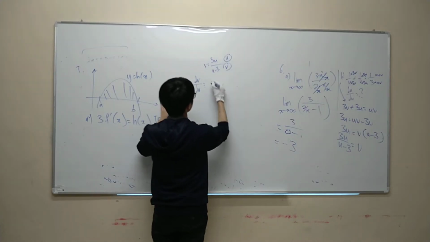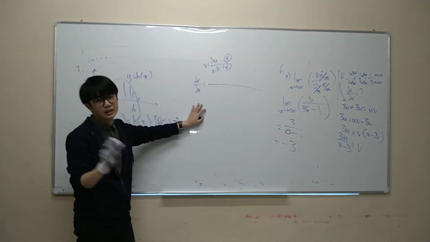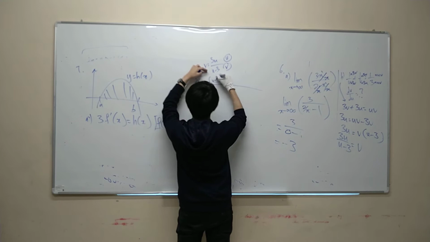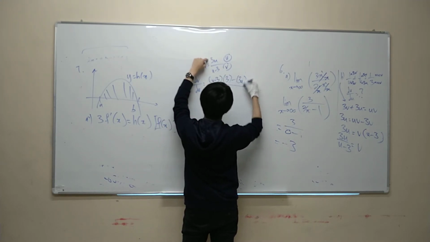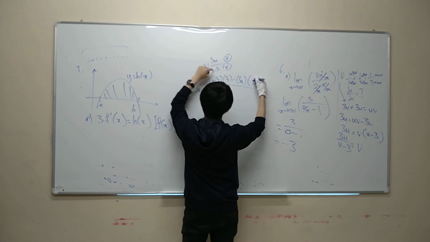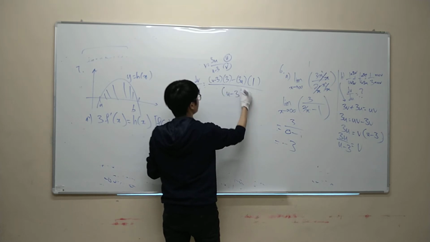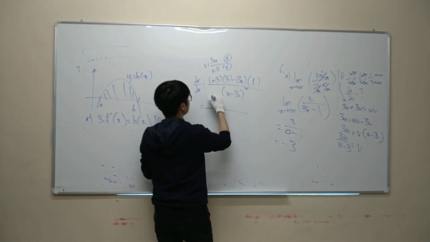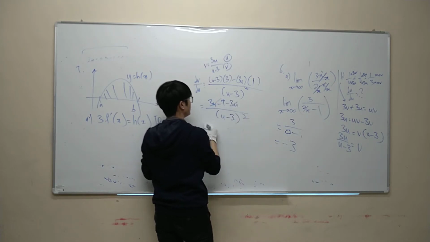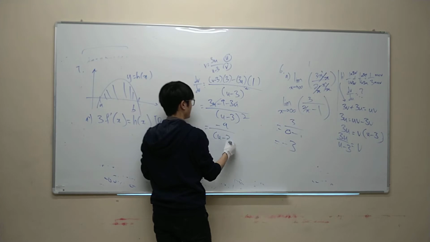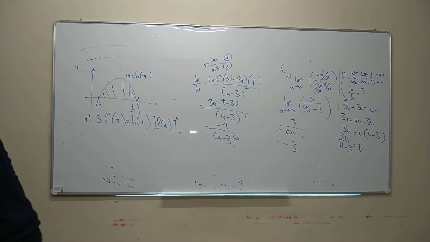So what to do? Copy v, differentiate u, minus copy u, differentiate v, divided by v squared. Copy v, u minus 3, differentiate u, 3, minus, and then copy u, 3u, differentiate v, so 1. So v squared, u minus 3 squared. That's all. So the answer will be 3u minus 9 minus 3u over u minus 3 squared. 3u minus 3u is 0, so negative 9 over u minus 3 squared. Let me check the answer. Yes, that's correct. Alright, next.